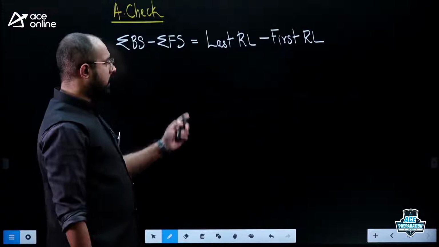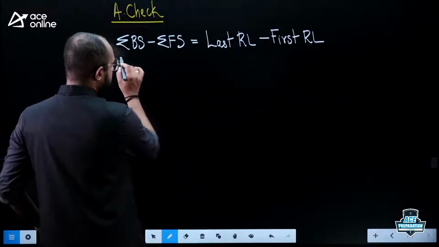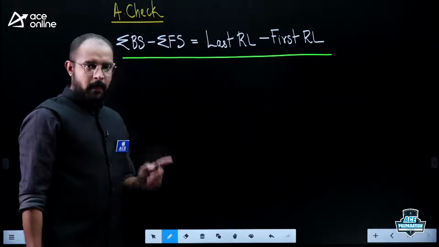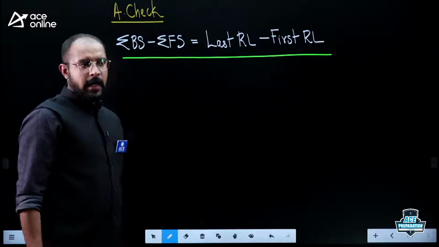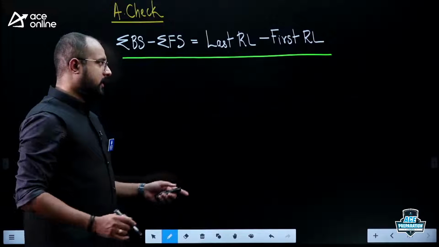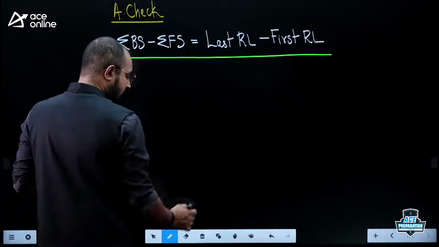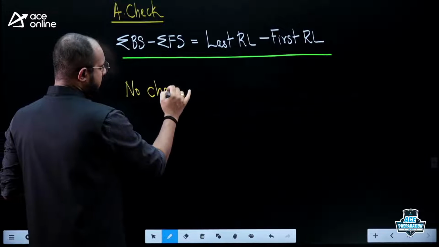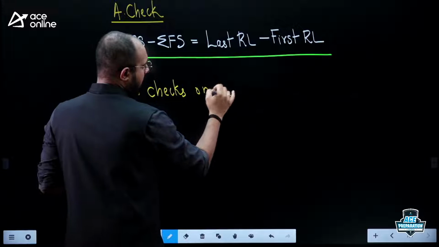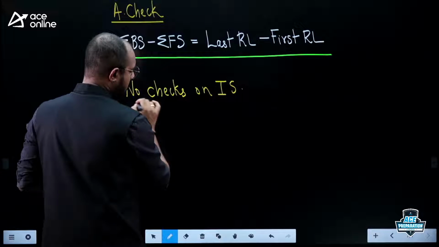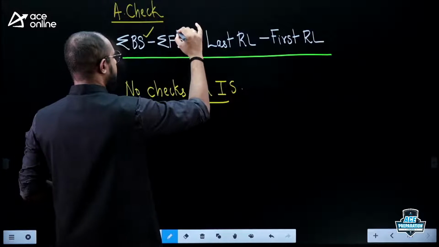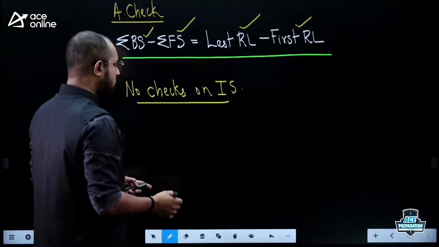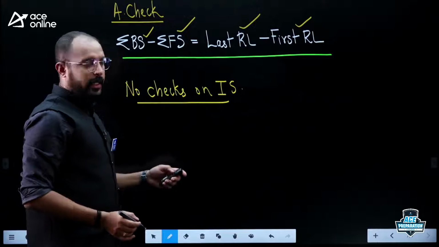So look at the arithmetic check: summation of all backsights minus summation of all foresights is equal to last RL minus first RL. The only disadvantage of this HI method, especially the arithmetic check, is that there are no checks on the intermediate sight readings. The backsights, the foresights and the reduced levels are getting checked, but there is no check on the intermediate sights.